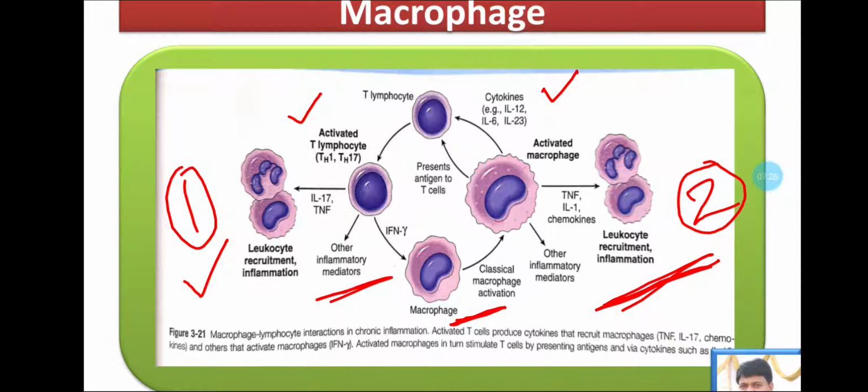So apart from the action of these macrophages as antigen presenting cells, they can also release TNF or tumor necrosis factor and interleukin 1, and these are all concerned with the recruitment of other leukocytes at the site of inflammation. So this is basically the relationship between the lymphocytes and macrophages.